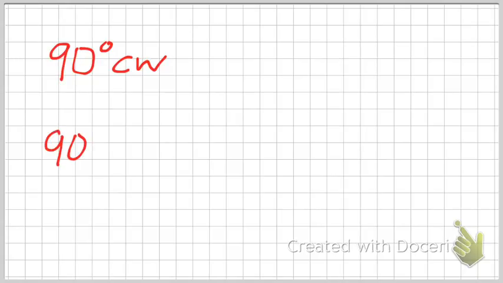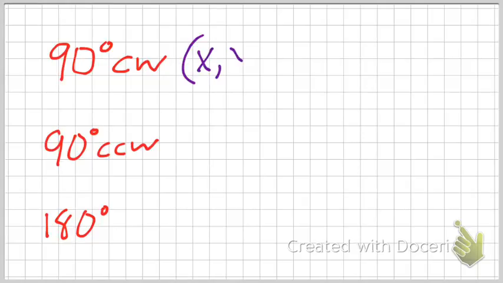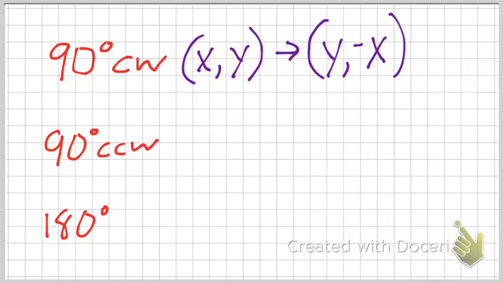There's 90 degrees counterclockwise. And then there's 180 degrees. Okay, these are our 3 different types of rotations. Now, for 90 degrees clockwise, we have x and y. And what we're going to end up doing, if it's a 90 degree clockwise, we're going to flip y and x and then change the sign on x.